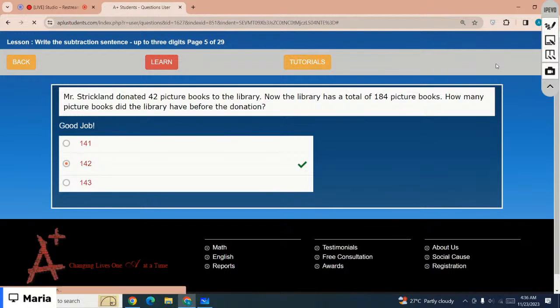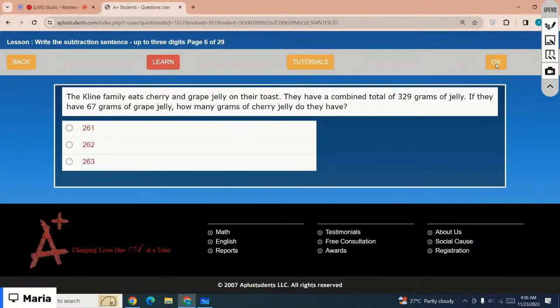Okay, the next one is the Klein family eat cherry and grape jelly on their toast. So they have a combined total of 329 grams of jelly. If they have 67 grams of grape jelly, how many grams of cherry jelly do they have? So the total jellies are 329. So you have to subtract 67 out of 329. So which is the correct option?